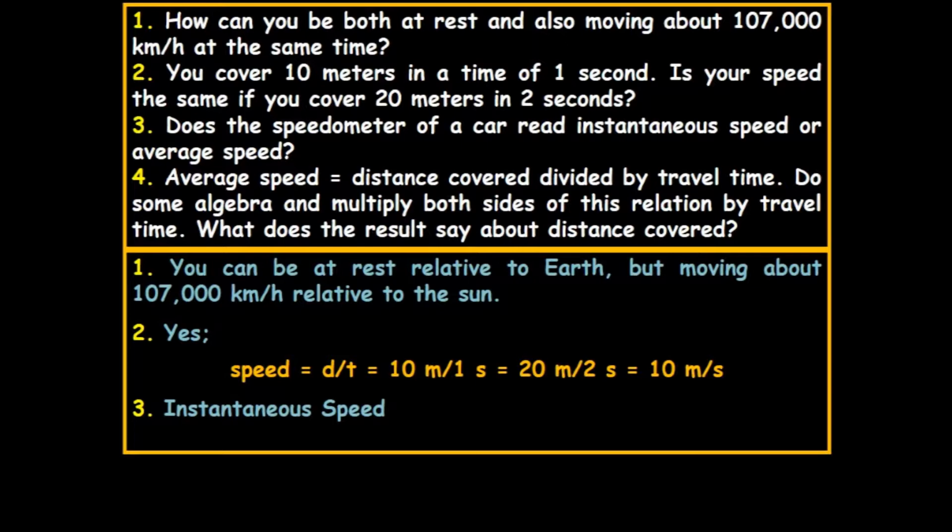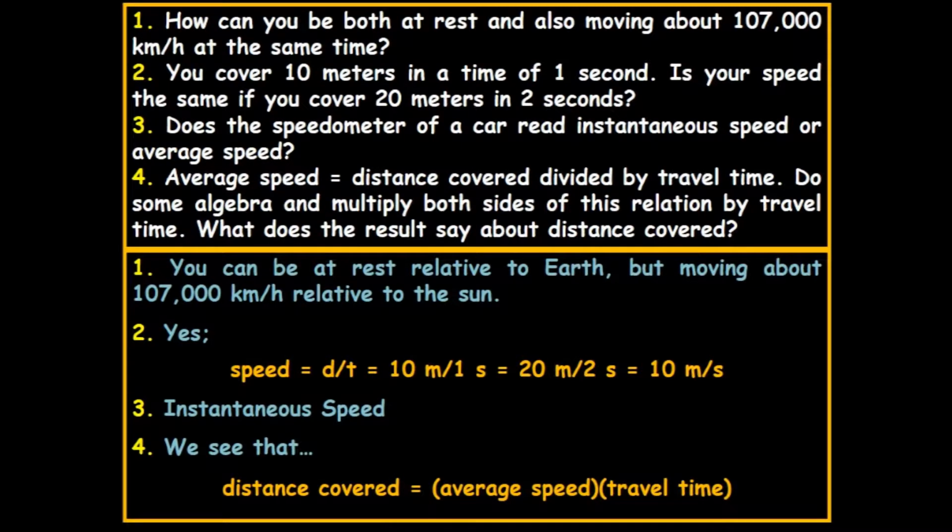Average speed equals distance covered divided by time traveled. Do some algebra and multiply both sides of this relation by travel time. What does the result say about distance covered? So you're solving for d, essentially. And the distance covered equals the average speed times time traveled.